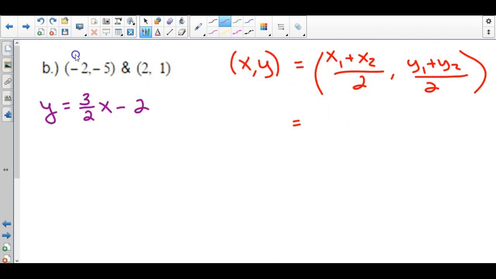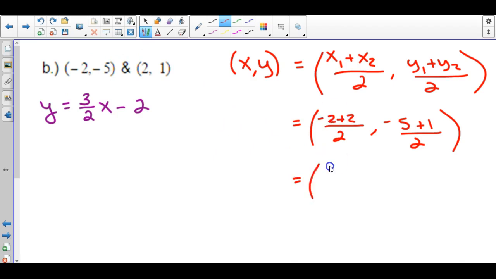So I'm going to substitute the values for my x's in. First I'm going to take negative 2 plus 2 divided by 2, so it's averaging these. And then same thing for the y's. I'm going to take negative 5 plus 1 divided by 2. So averaging the x's, averaging the y's.